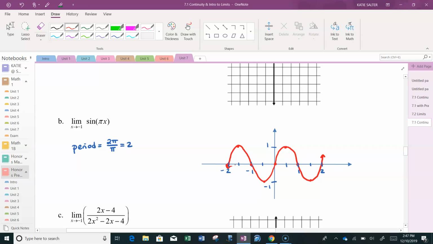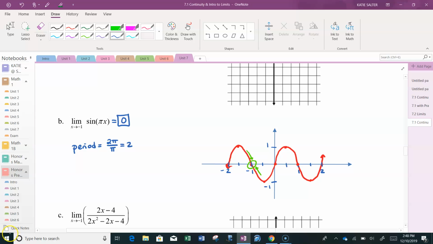In this case, it wants to find the limit as x approaches -1. So if we look right here at our graph, here's where x equals -1. And you can see as x approaches -1 from the right, y is approaching 0. As x approaches -1 from the left, y is approaching 0. And again, this is a continuous function. So actually, when x reaches -1, y is 0. So the limit as x approaches -1 of this function is 0.